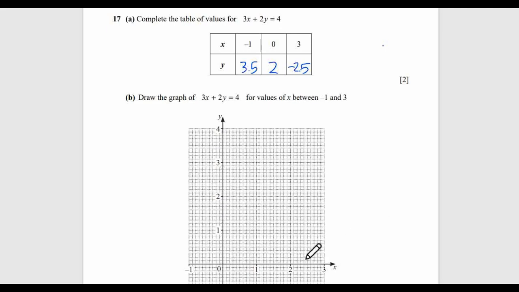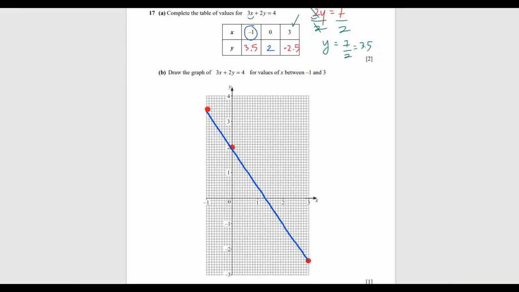Now let's check out the answer, guys. So here we go. This is our answer. So for x -1, we have 3.5 for y. Now x equals 0 is 2, and x equals 3 is -2.5. For x equals 3, we go to the y coordinate -2.5, and we have 3 points. We connect this line.